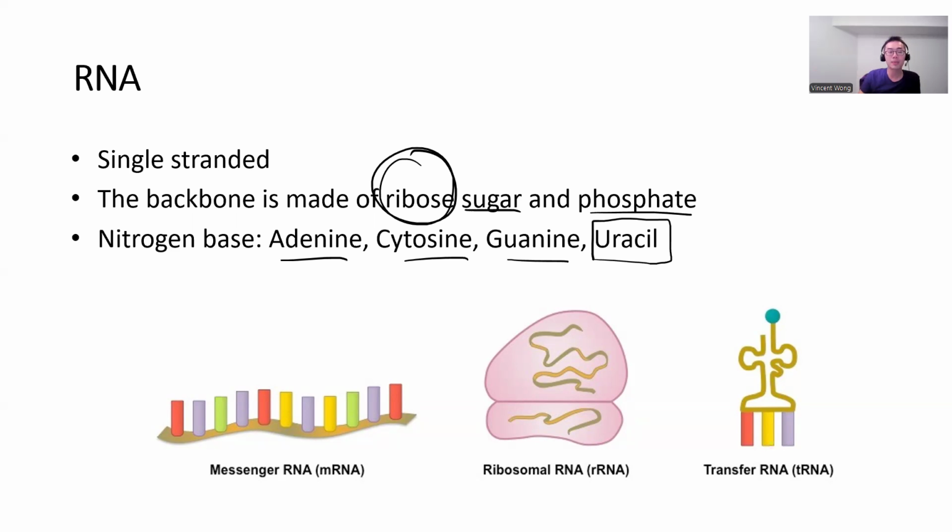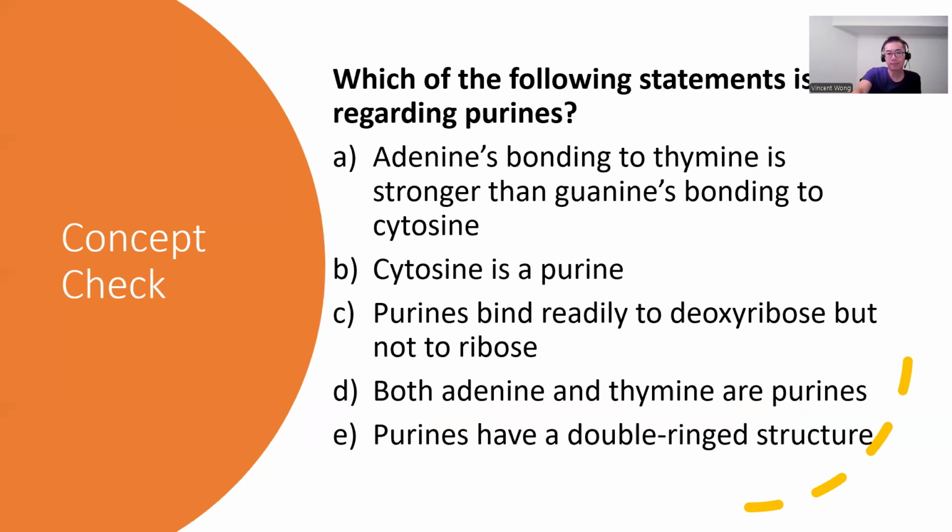There are different types of RNA. They are all listed here. We will learn about the function of different types of RNA when we get to lecture 7. For now, just be aware that there are different kinds. You don't have to know what they do yet. And that is it.